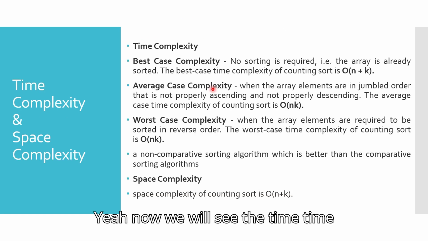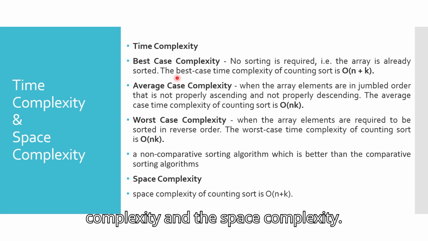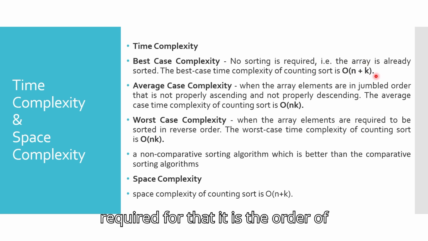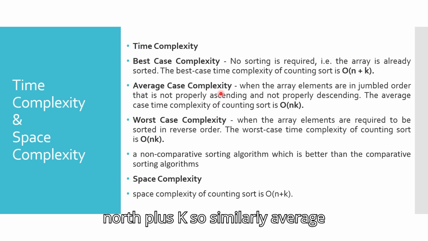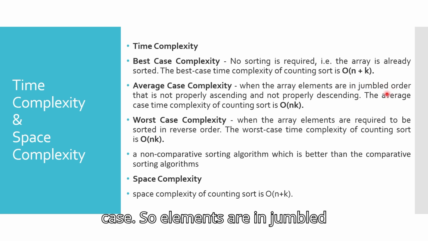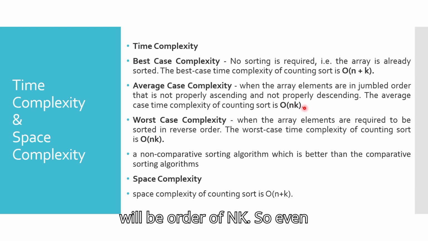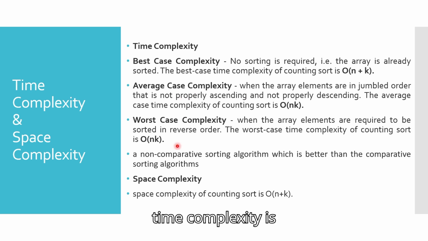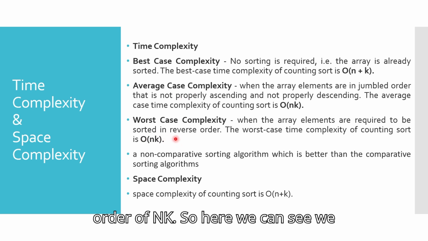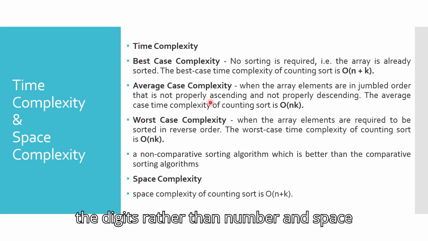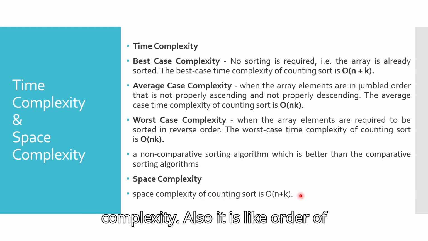Now we'll see the time complexity and the space complexity. The best case is when no sorting is required, and that is order of n plus k. Similarly, for the average case, where elements are in jumbled order, the complexity will be order of nk. Even in the worst case, the time complexity is order of nk. Here we can see we are doing the comparison between the digits rather than the number. The space complexity is also order of n plus k.